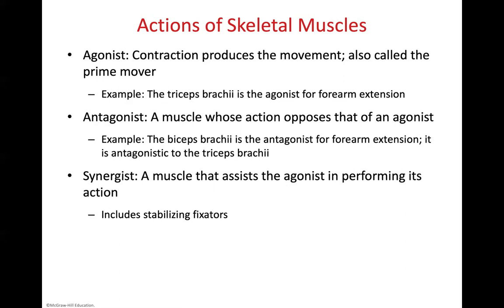The antagonist is a muscle whose action opposes that of the agonist. So the biceps brachii would be the antagonist for forearm extension. It's said to be antagonistic to the triceps brachii. A synergist is any muscle that assists the agonist in performing its action. These could be muscles like those that stabilize a joint. For instance, if you're using your biceps brachii, performing flexion of the forearm at the elbow, some muscles that are synergists would be those of the rotator cuff, those that are holding the head of the humerus in place in relation to the glenoid fossa and allowing for stabilization of the humerus.